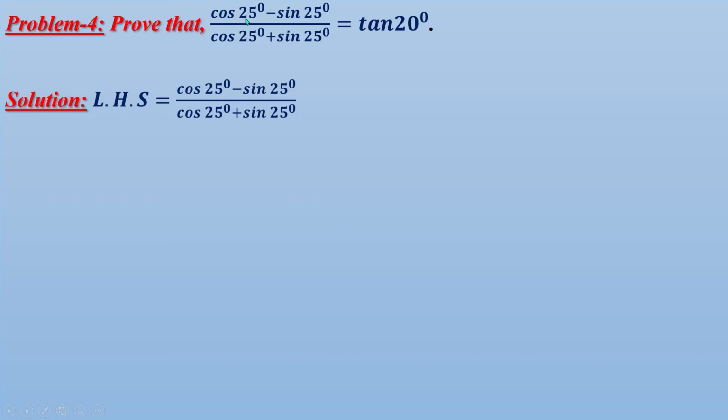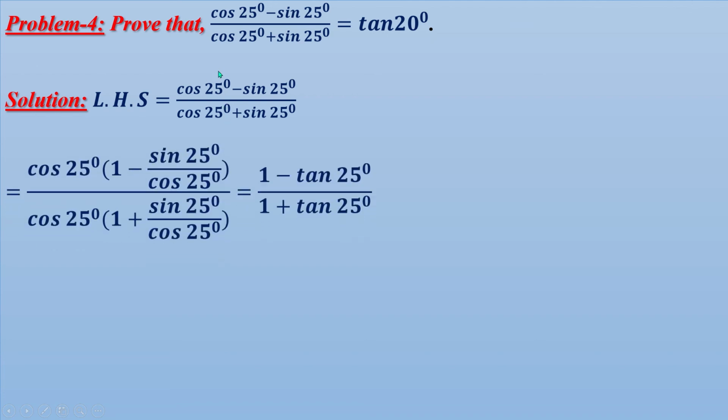Problem 4: prove that this is equal to this. This is the left hand side. Now take cos 25 degree common. As a result, here will be 1. But as cos 25 degree is absent here, this will be sin 25 degree by cos 25 degree. Similarly, the denominator will be this. So cos 25 degree cancels, and here is 1 minus tan 25 degree by 1 plus tan 25 degree.